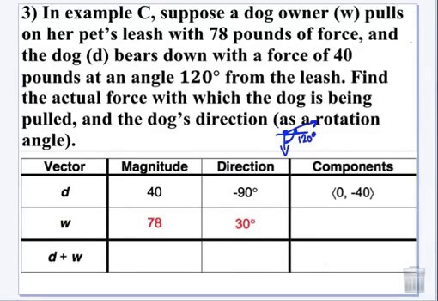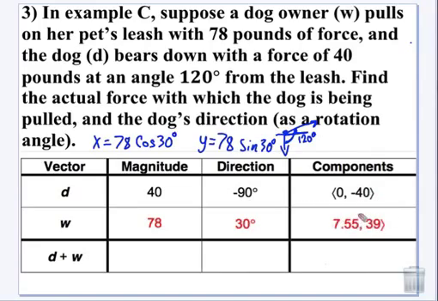All right, so it looks like the components are already on your paper for the dog. Let's find the components for the woman. And this one we will need to use our formulas. So to find x, we're going to do 78, which is our force, times cosine of 30 degrees. And then to find y, we're going to do 78 times sine of 30 degrees. Those are our component formulas.